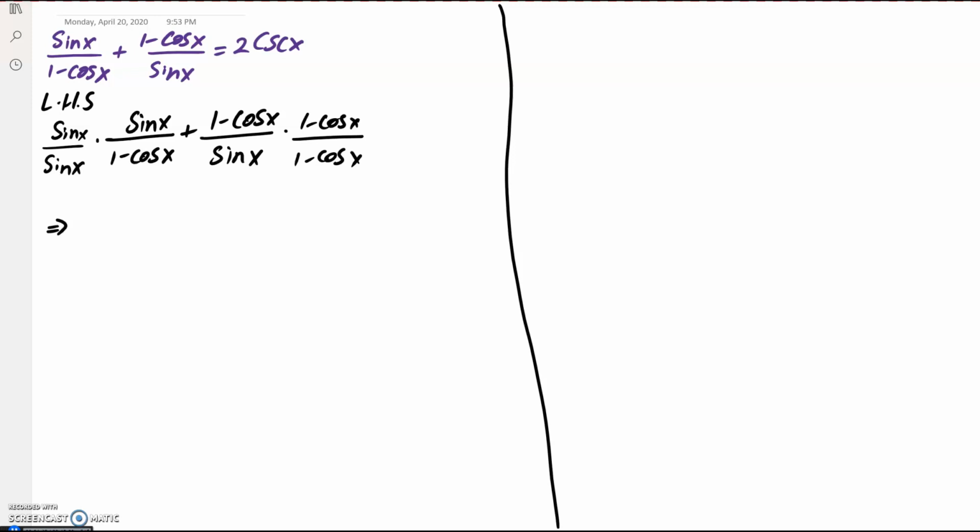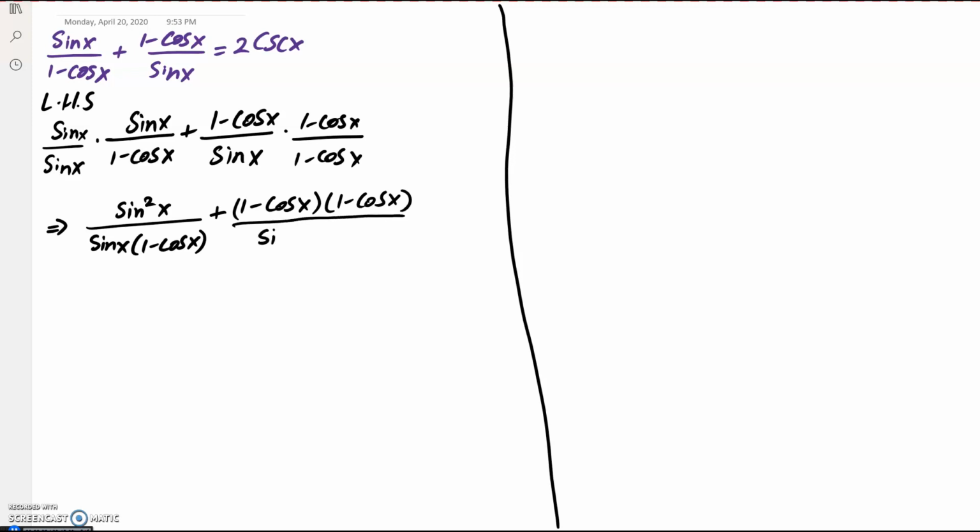Once you multiply the terms, you will simplify them. So it's going to be sine squared x, because sine times sine means sine squared x, over sine x times 1 minus cos x. I will not distribute them, I will just keep them the same. This one is going to be 1 minus cos x times 1 minus cos x over sine x times 1 minus cos x.